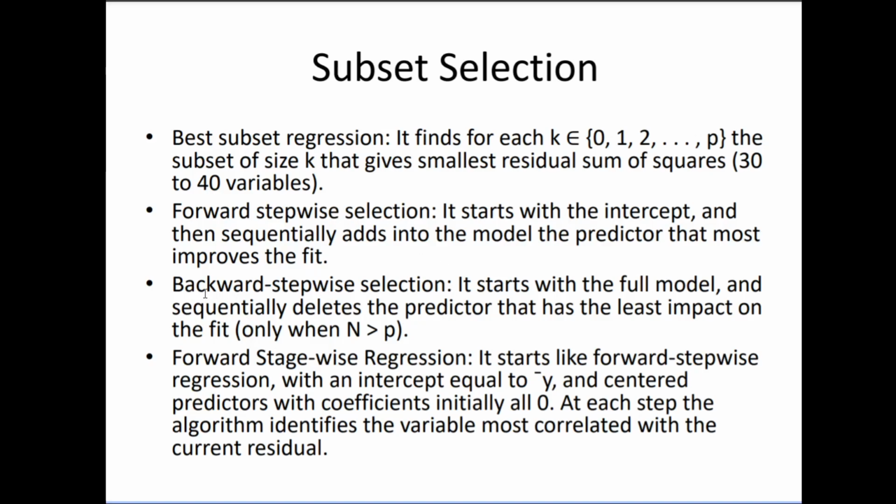Going the other way, you have something called backward stepwise selection. In this, what happens? You start with the full model. So you have a whole model, which takes into account each predictor variable you have, from 0 to p. And now it sequentially deletes the predictor that has the least impact on the fit.